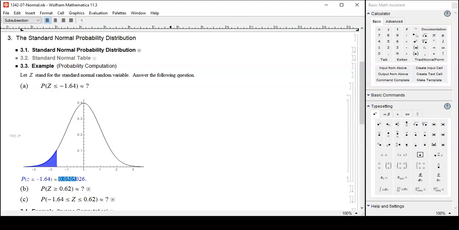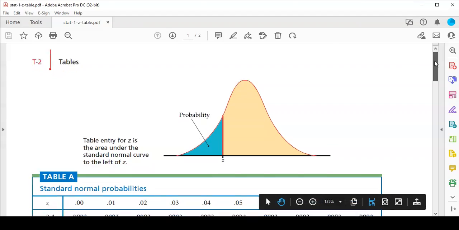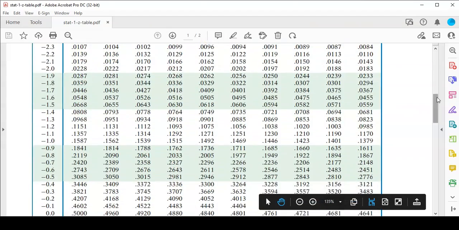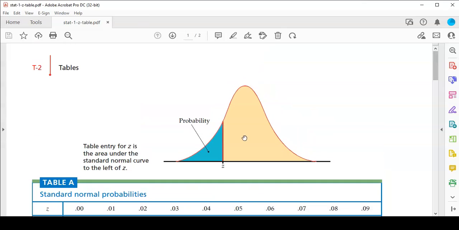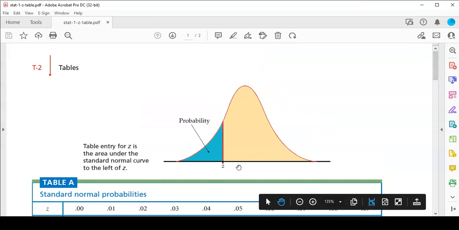Remember, all these numbers in the normal table, they're all about left-hand side shading. And that's why we have this picture here.